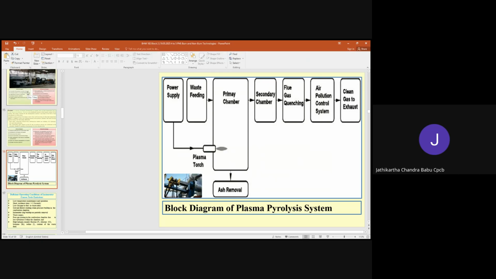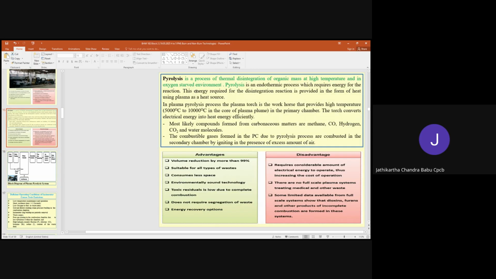This is incineration, where incineration is nothing but conversion of organic waste into harmless compounds in the presence of adequate oxygen and fuel. Whereas pyrolysis is the process of thermal decomposition of organic waste at high temperature and in oxygen-starved conditions. In pyrolysis, we do not give adequate oxygen, and we maintain high temperature using a plasma torch. At high temperature, the waste is converted into methane, carbon monoxide, and hydrogen. Hydrogen has a high calorific value, and the pollutants can be easily burnt in the secondary chamber, so that we can convert the waste safely using the pyrolysis process.